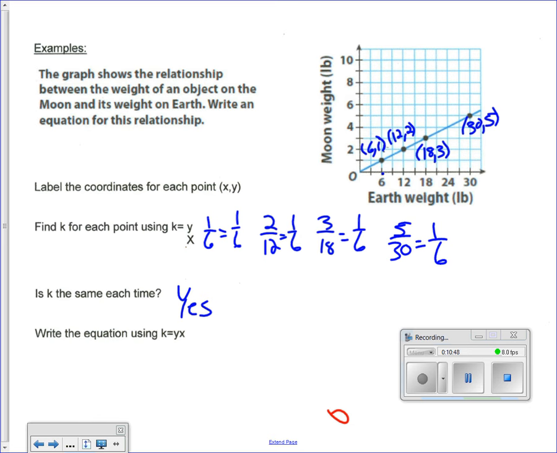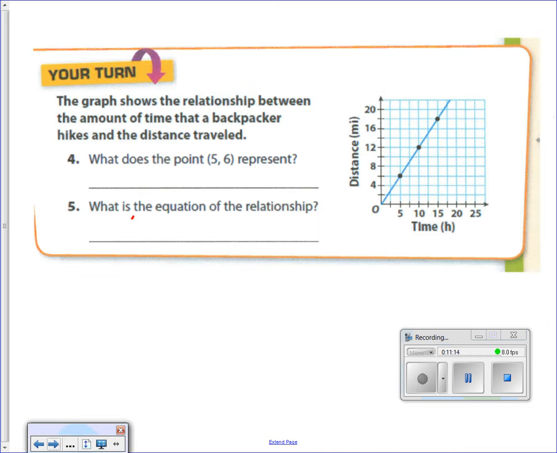So now write the equation. So k equals y. That's backwards, I'm sorry. This is supposed to say y equals kx. So y equals 1 over 6 x. Okay, next example. Your turn.